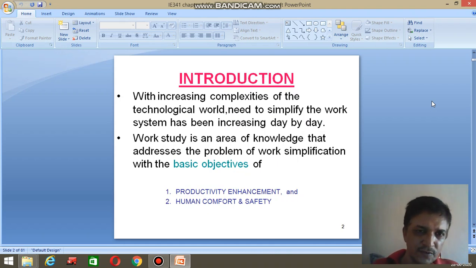If you look at the introduction of this subject, then with increasing complexity of the technological world, the need to simplify the work system has been increasing day by day. So work study is an area of knowledge that addresses the problem of work simplification with the basic objectives of productivity enhancement and human comfort and safety. These are the two basic objectives for which normally we have to carry out the work study practices. One is productivity enhancement, and another part is the human comfort and safety.